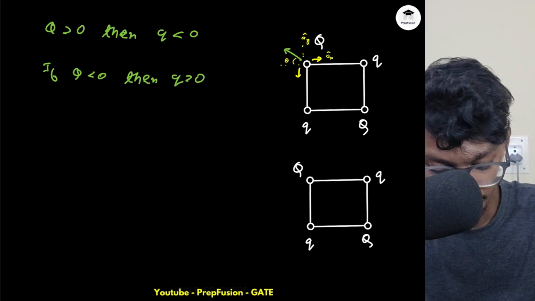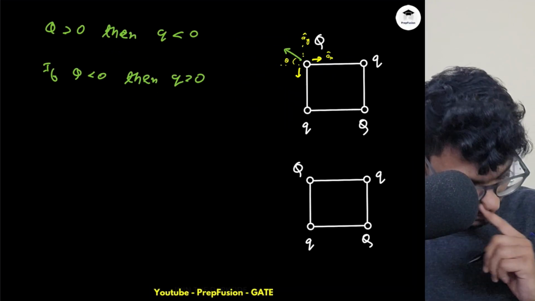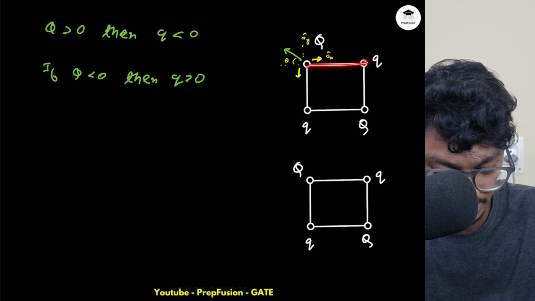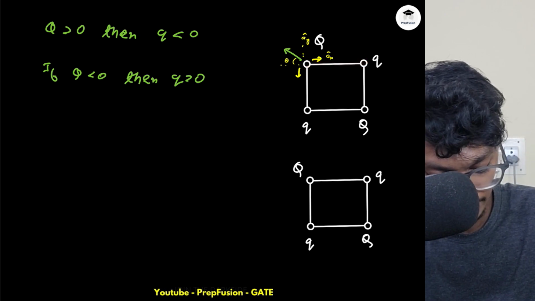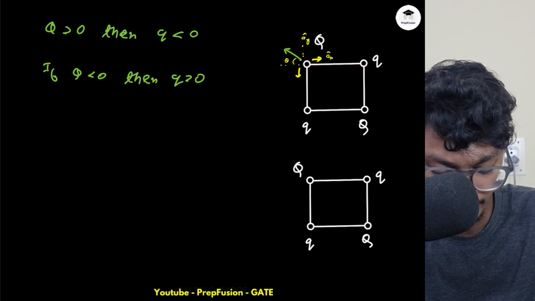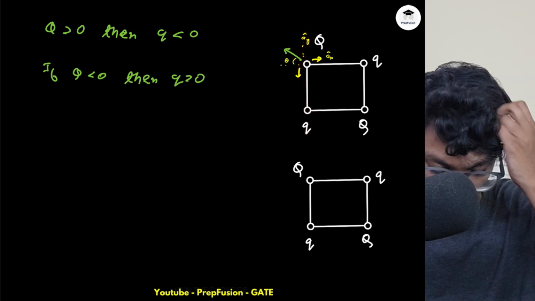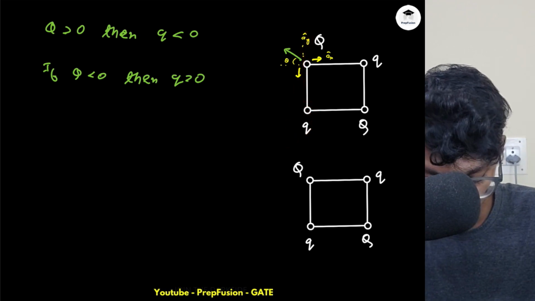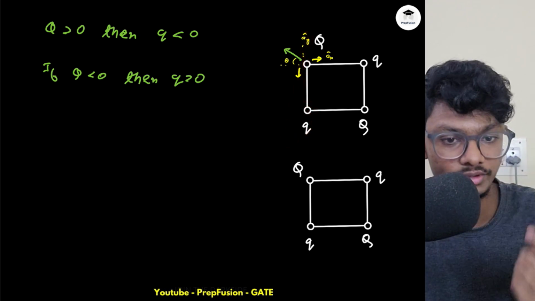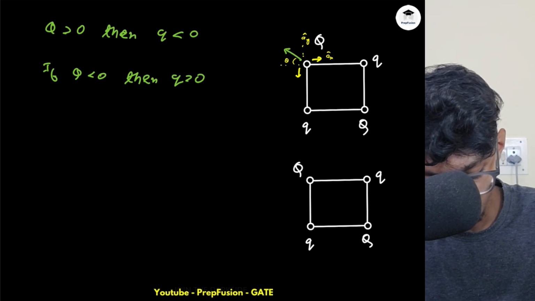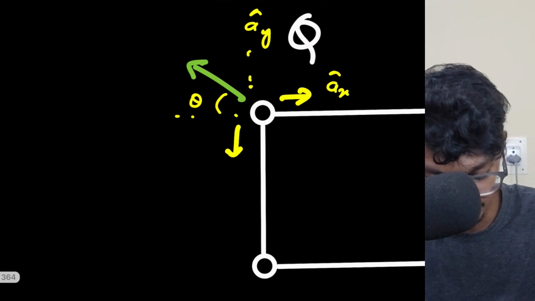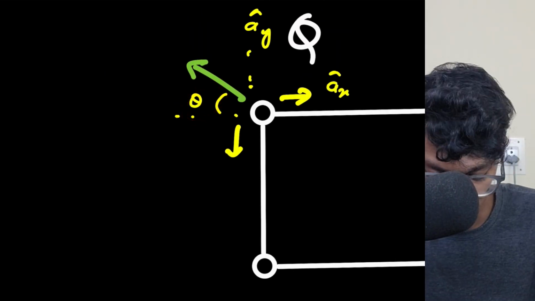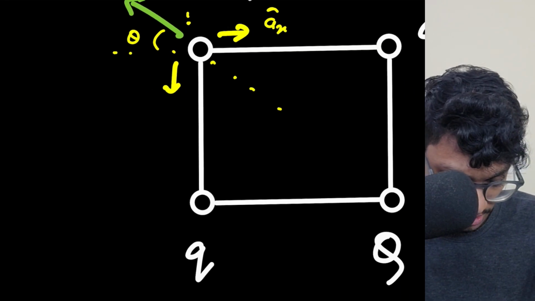Okay, so I can break this down into two components. The attractive force in the x cap direction will be due to this Q, and the force in the y direction will be due to this Q. So for the overall Q net, what is this angle? Can you tell me? This angle is the line joining the diagonals.